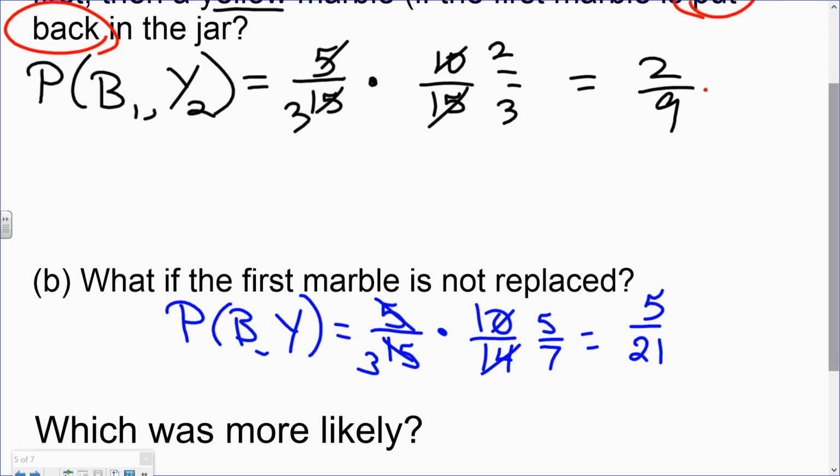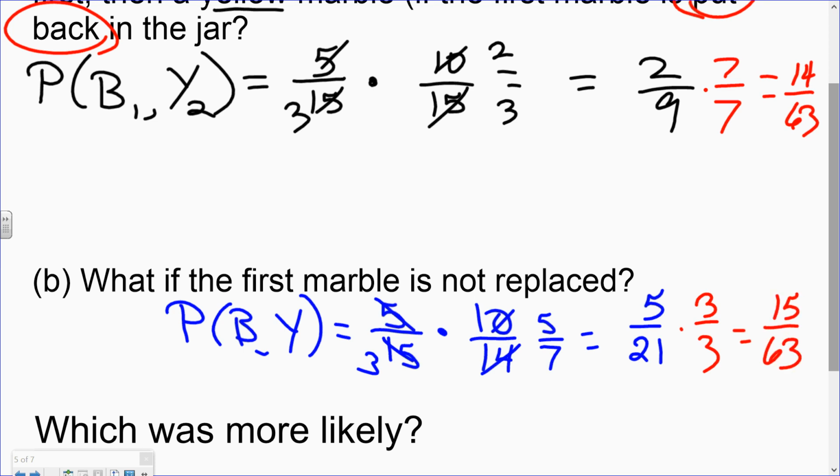I am going to multiply this one by 7/7 and this one by 3/3 and use a common denominator of 63, if that's okay with you. And so let's see, what do I have? 14/63 and 15/63. So which one is more likely? The second way. How else could we have compared those and decided which was more likely?